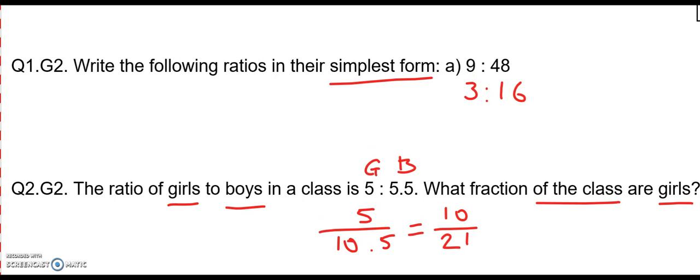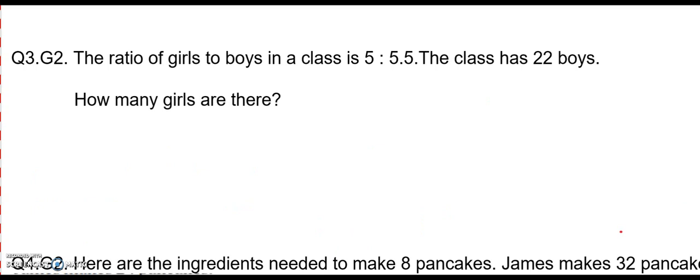Moving on to the next question. The ratio of girls to boys in a class is 5 to 5.5. The class has 22 boys. How many girls are there? So first of all, label. What does 5 represent and what does 5.5 represent?